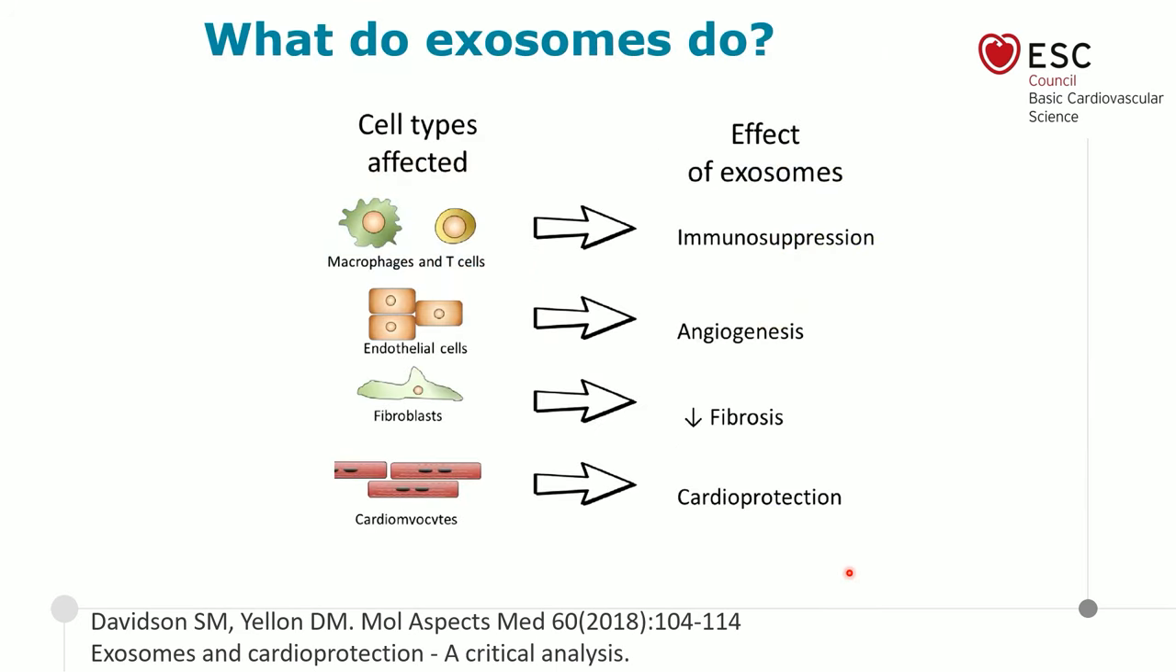So what do exosomes actually do, and why such interest in them? The data which has been published suggests that they have various different effects. They can have immunosuppressive effects via effects on macrophages in particular and T cells. They can stimulate angiogenesis and endothelial proliferation and migration. They can decrease fibrosis. And also what we are particularly interested in is their effects in activating acute cardioprotection in myocytes or in hearts.